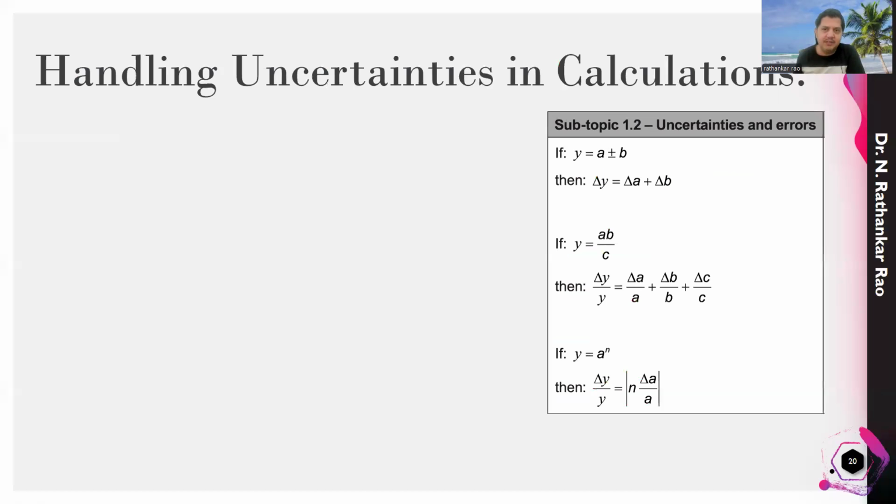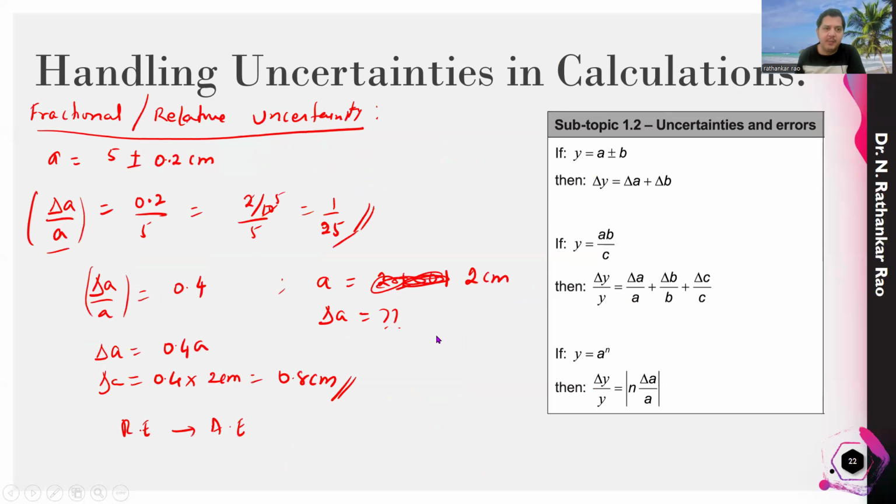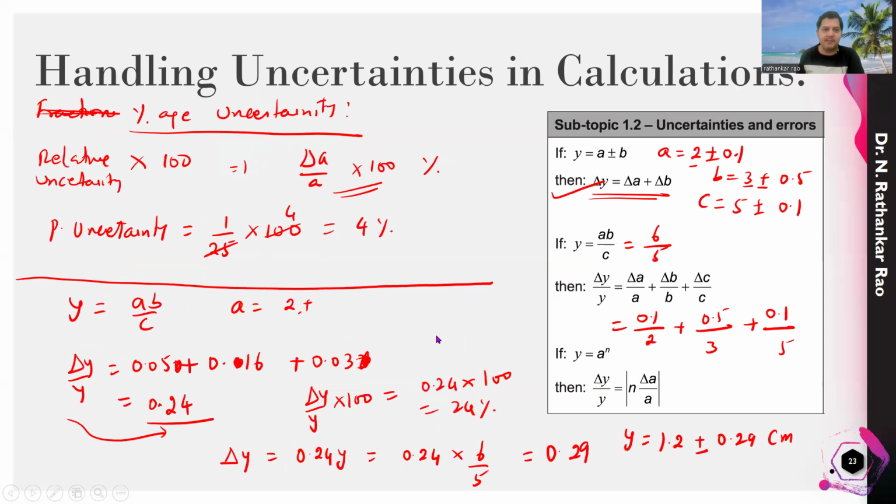Then we continued with the third video on handling uncertainties in calculations. This is something which is very important for your paper 2 also, I told you in that video. So how do you handle uncertainties given a value like y is equal to so much? How do you find out the absolute uncertainty? What is the relative uncertainty? How do you find out the percentage uncertainty? We just saw some examples based on this.